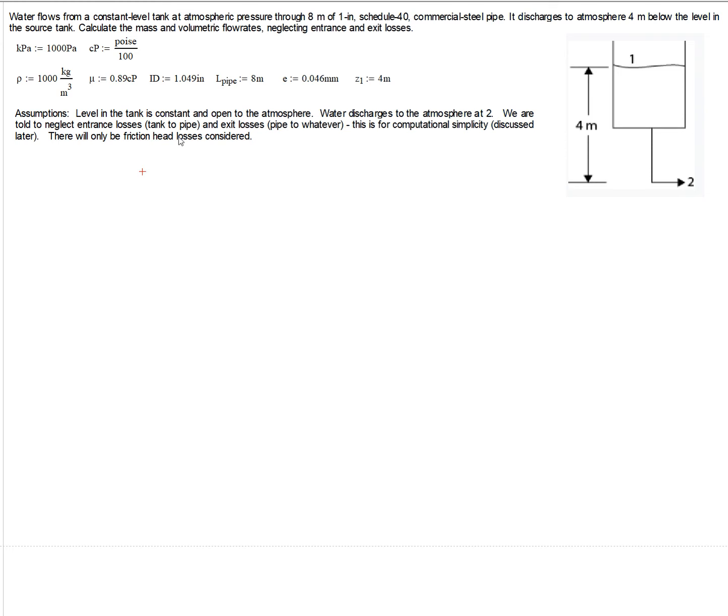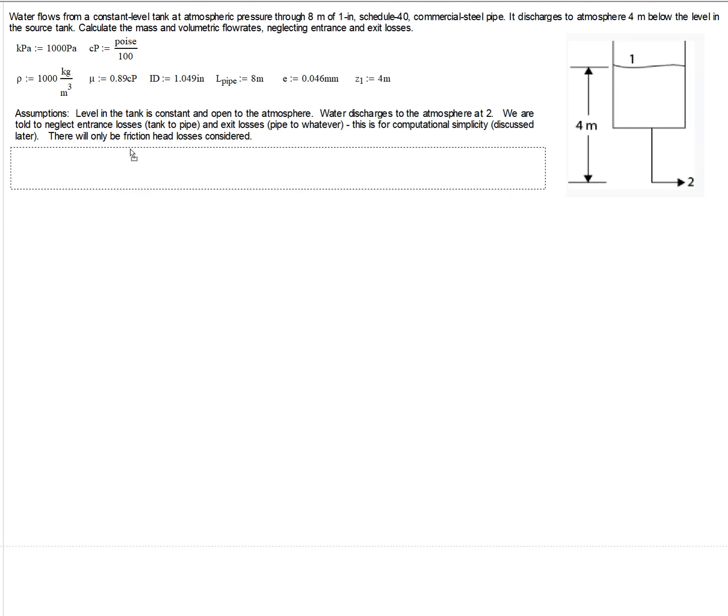We're also told that we can neglect entrance losses or exit losses, and so this means that we don't have fittings losses. So we don't have a loss factor for contraction in going from the tank to the pipe. We don't have any losses due to elbows, bends, or valves, and we don't have any kind of expansion loss in going from the pipe to atmosphere. The only thing that we're going to consider in this problem is just the frictional loss between the fluid and our system.